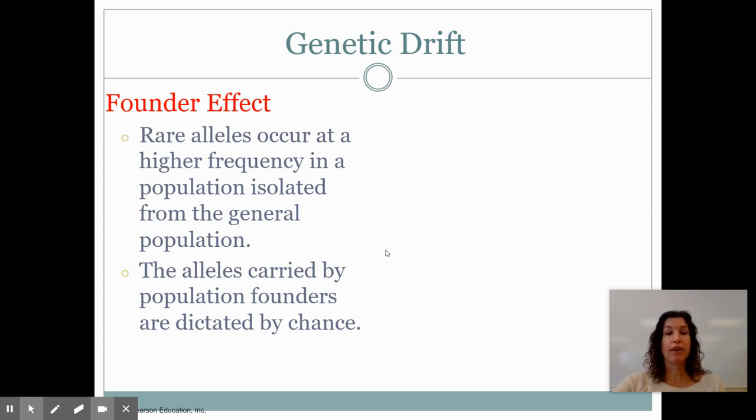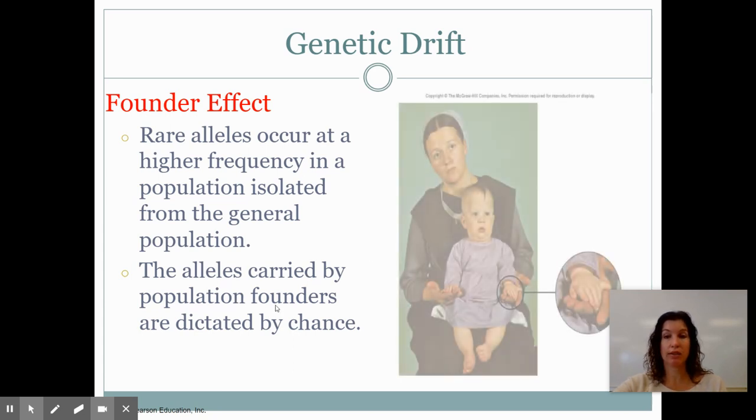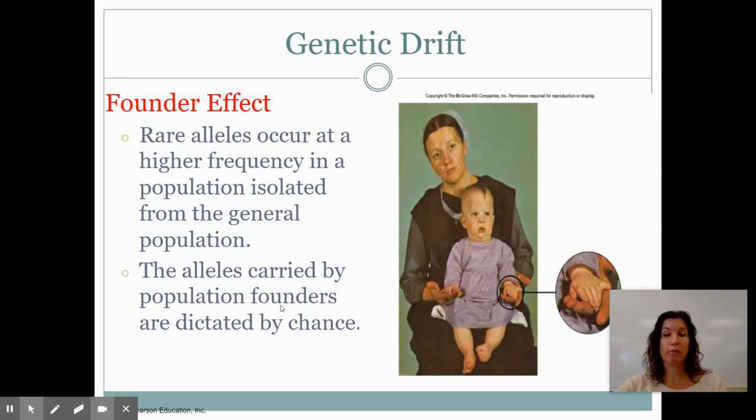All right, so in founder effects, sometimes rare alleles occur at a higher frequency because those alleles carried by the population founders are dictated by chance. An example of this is polydactyly, or having an extra digit. Poly, many, dactyl is digit. You can see this child has 1, 2, 3, 4, 5, 6 fingers. Polydactyly is actually a dominant trait, which is kind of interesting.